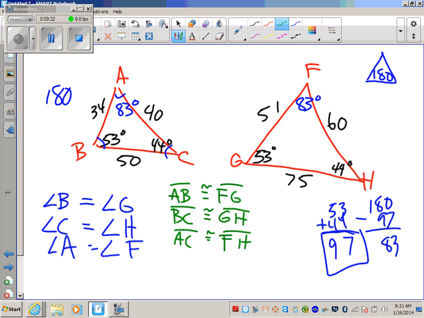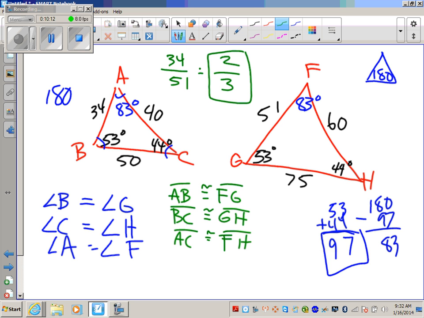But they need to be proportionate. So let's take the measurement for AB, and let's put it over the measurement for FG. Okay? There's a certain ratio that is associated with these two. What would they have in common? 17? How many 17s are in 34? How many 17s in 51? They're working off of a 2 to 3 ratio.